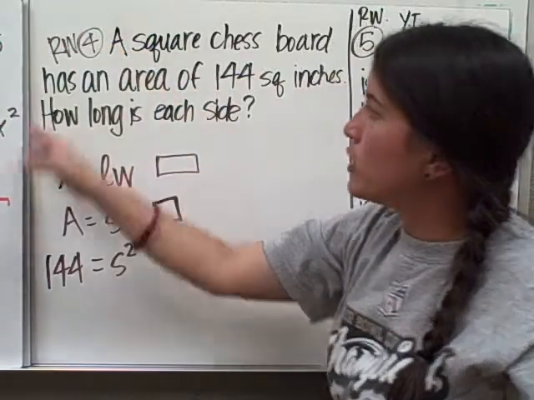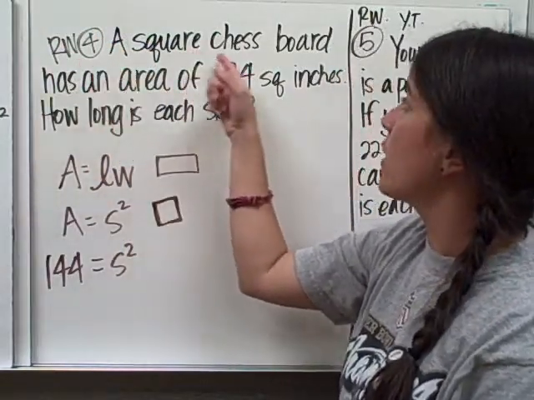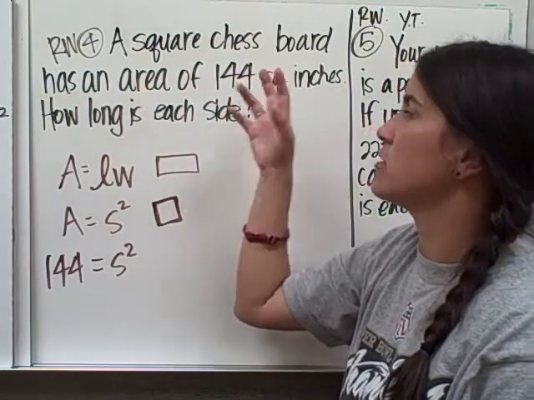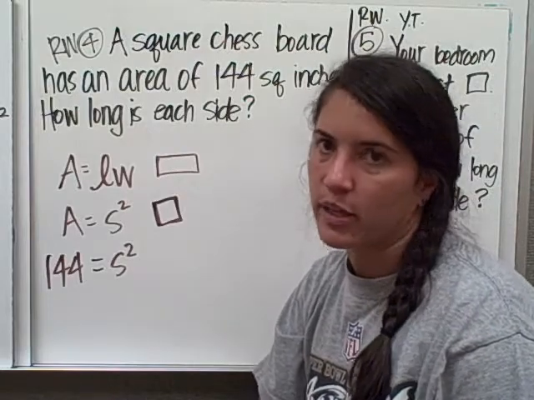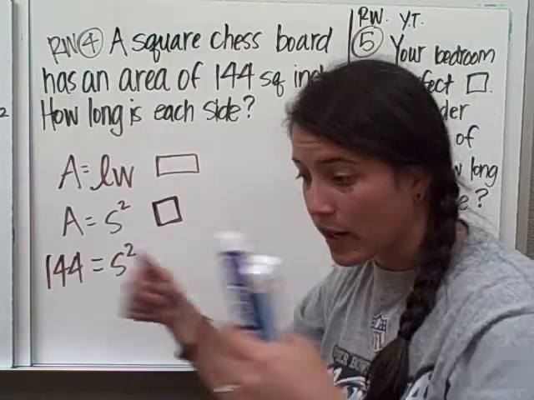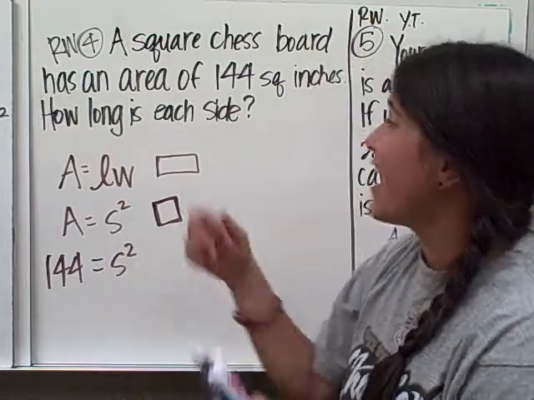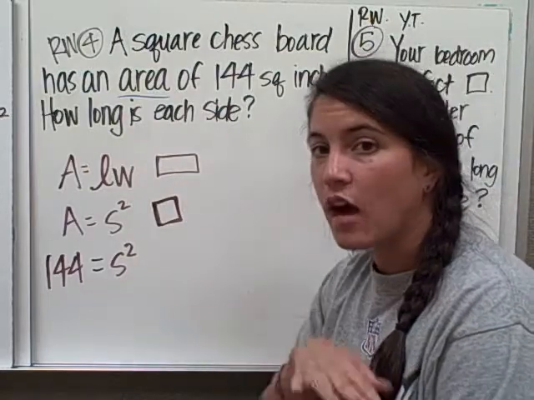So I've got some real world examples. Real world number 4. A square chessboard has an area of 144 square inches. So first let's talk about chessboards. I don't really play chess, but I think the same applies for checkers. It's a square board and it's full of squares. So when it says area, it's talking about the number of squares on top of the board.